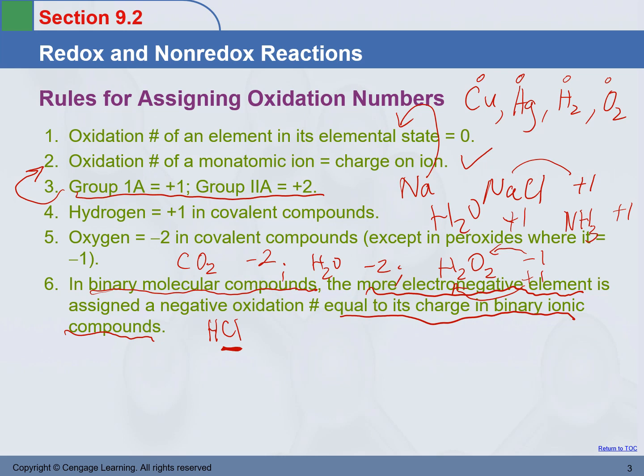Octet rule. Chlorine is in column number 7A. To satisfy the octet rule, it needs one more electron, which means chlorine will form a 1 negative charge in ionic compounds. If that is the case, then chlorine will have a -1 oxidation number. That's what this statement is talking about. In binary molecular compounds, the more electronegative element will be assigned a negative number equal to its charge in binary ionic compounds.